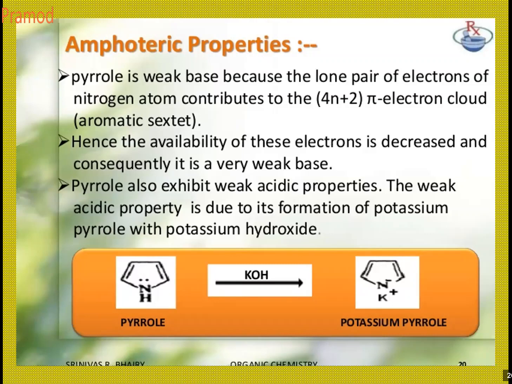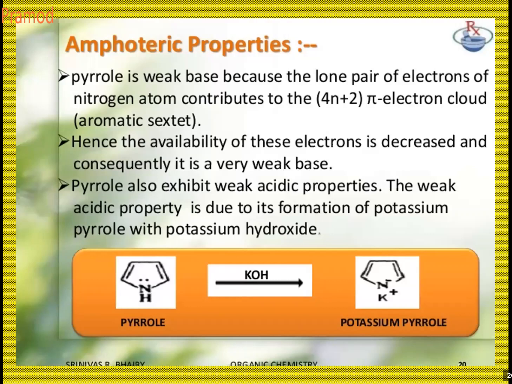Basicity depends upon the availability of the lone pair of electrons on the nitrogen. Since the lone pair is involved in the formation of aromaticity, that is the sextet, pyrrole is weakly basic.